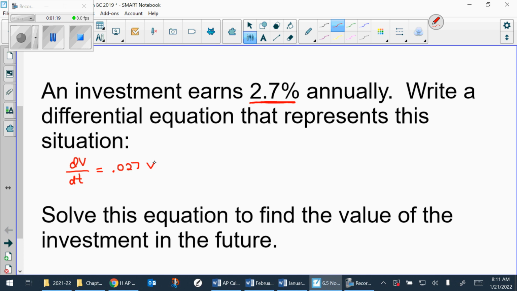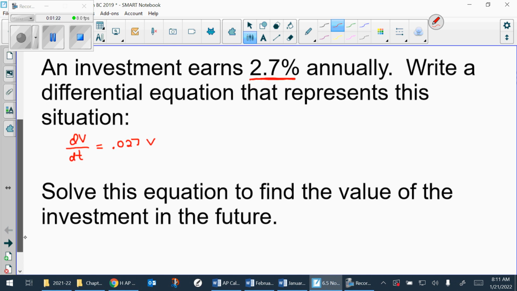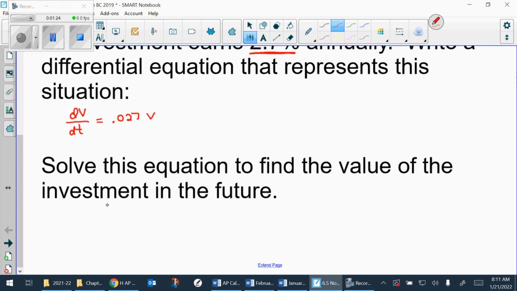Now, we're going to solve that differential equation. When we solve a differential equation, one thing that I would encourage you to do is leave a constant right where it is, if at all possible. And I think it's possible here. So we're going to bring the v over here, and we're going to have 1 over v, dv. And we're going to leave that 0.027 right over here. And we had multiplied each side by dt. So there's the separate phase. Now we need to integrate.